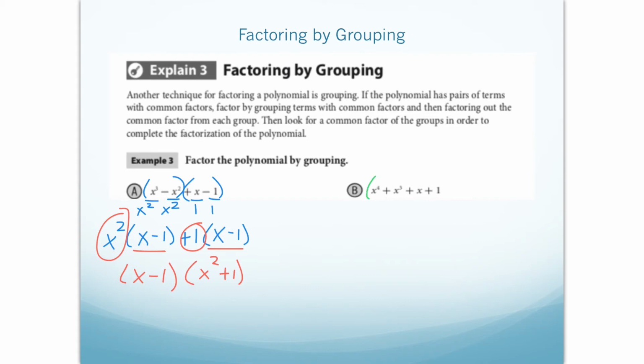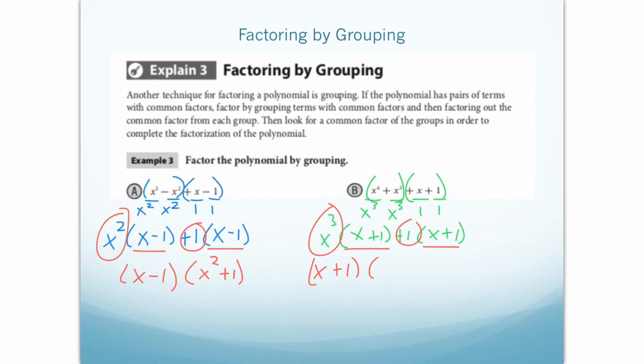Next one, same thing. We have x to the 4th plus x to the 3rd plus x plus 1, 4 terms, factored by grouping. So we factor x to the 3rd out of the first group. Second group only has a common factor of 1. So we have x to the 3rd times x plus 1. We factored a 1 out of this one, so we also have 1 times x plus 1. These factors are the same, so we factor it out. We're left over with x cubed plus 1.